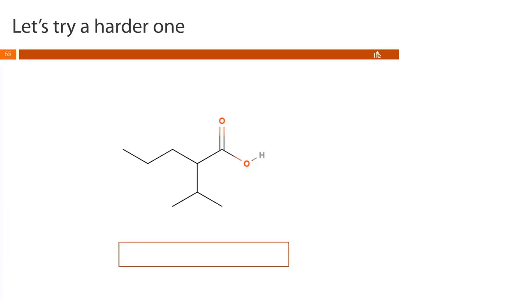Okay, let's try one that's a little bit harder. So go ahead and pause this video and see if you can come up with a name for this molecule. Okay, let's see what you came up with. So we're going to start by numbering our parent chain, which is going to be the longest chain containing the carbonyl carbon. So a 5-carbon alkane would be pentane. We're going to drop the E and replace it with oic acid.